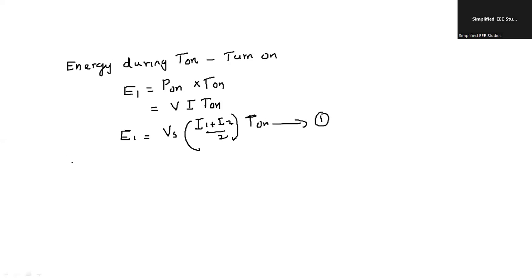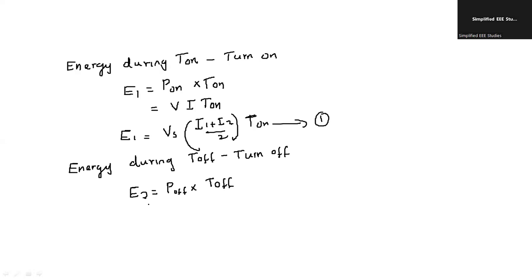Now, energy during turn off. You can make a note. Whenever the switch is off, the inductor will discharge. Energy during turn on means the inductor is getting charged; in the second case, the inductor is going to be discharged. So let me write E2. E2 can be written as P off times T off, because energy is equal to power into time.